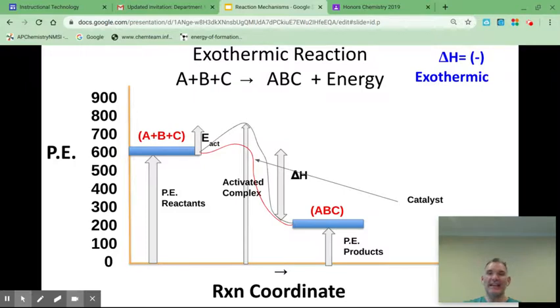Knowing that delta H is products minus reactants, it would be now 200 minus 600. And that gives me a negative 400. All right, so that's the connection. It's going to lose 400 kilojoules of energy because I'm making the bond to become more stable, as we saw in bonding. So again, nothing too crazy here.